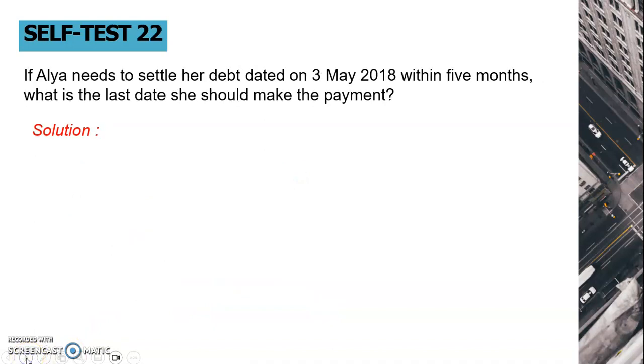All right, we try another one, self-test 22. If Alia needs to settle her debt dated on 3rd of May 2018 within 5 months, what is the last date she should make the payment? Here, it's a very straightforward question, because it's mentioned 5 months. So what do you have to do? Very simple. 3rd of May, which is 3 May 2018, you just add 5 months. Once you calculate, you're going to get 3rd of October 2018.